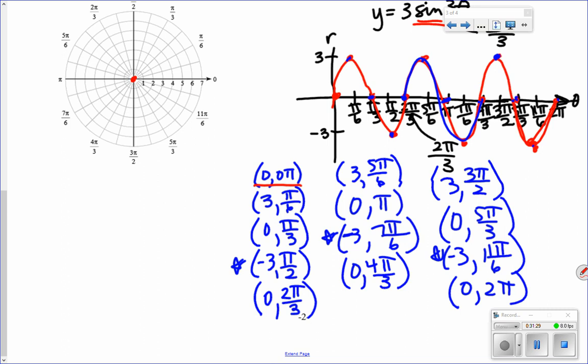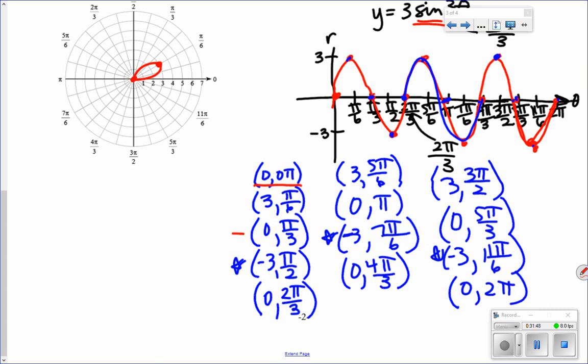3, pi over 6, I move 3 up, pi over 6. There's my next piece. Now keep in mind, this is a curve. It's going to get to that point. You can sort of see things coming together. And I go to my next one, 0, pi over 3. Well, that puts me back in the origin. I'll continue that curve back to the origin.